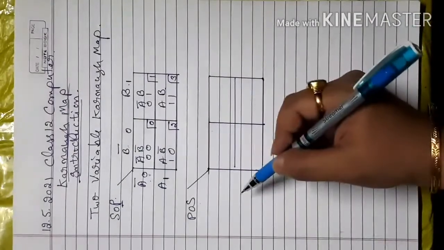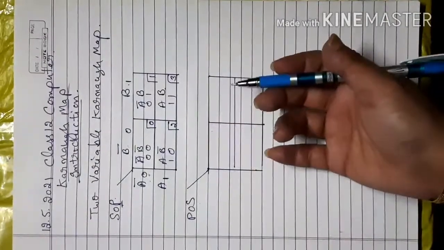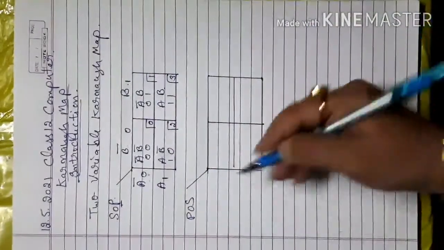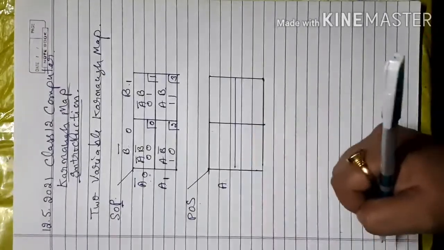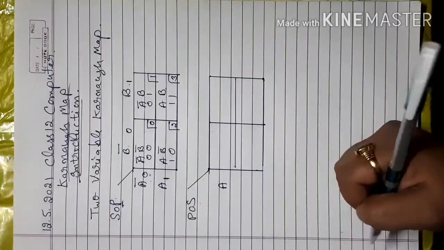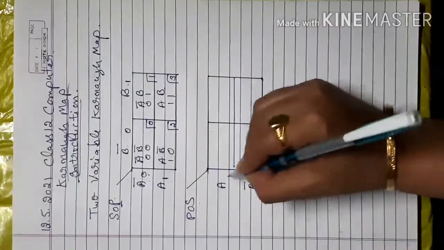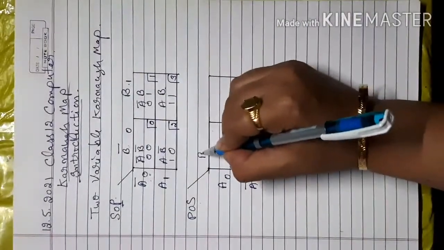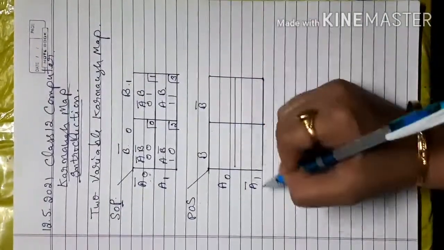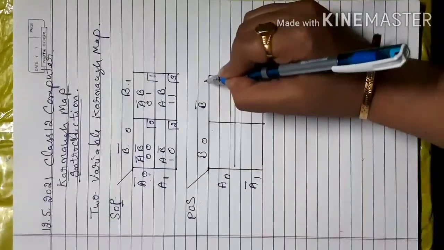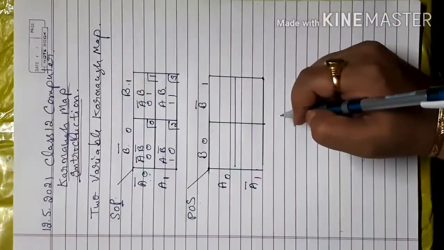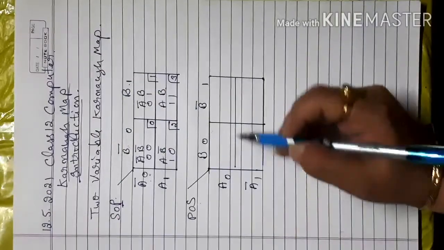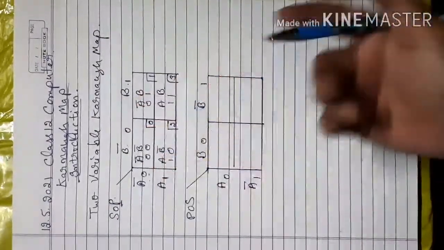Now we go with the product of sum. Product of sum is exactly opposite to that. So if A complement is represented as 0 in SOP, here A will be represented as 0 and A complement as 1. Then we go with B and B complement: B is 0 and B complement is 1. It is exactly opposite to SOP.